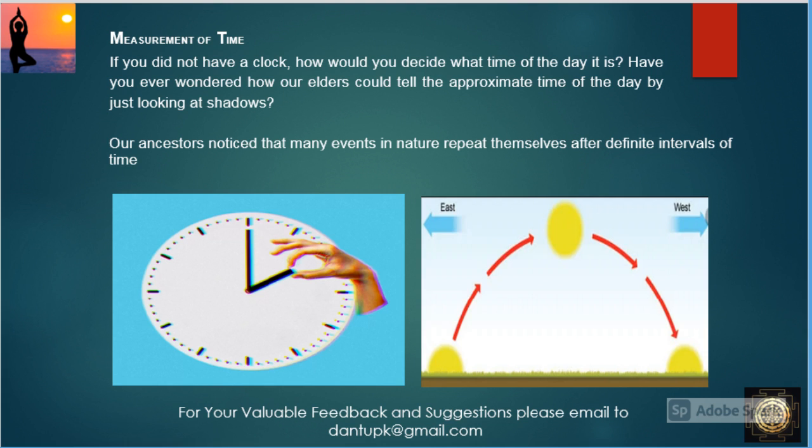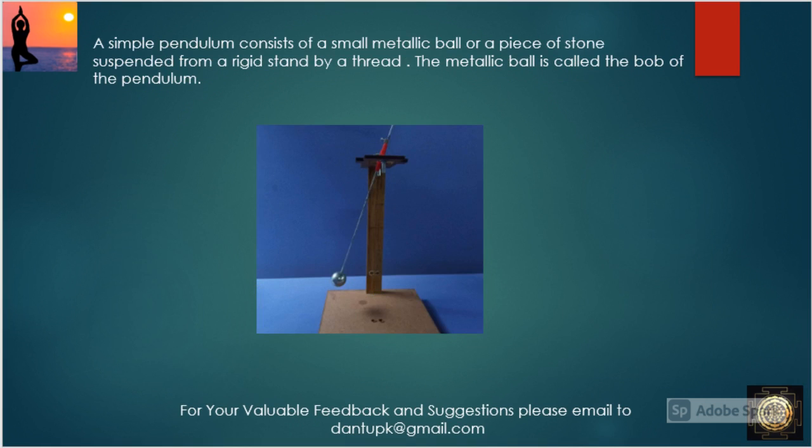Often, we need to measure intervals of time which are much shorter than a day. Clocks or watches are perhaps the most common time measuring devices. Have you ever wondered how clocks and watches measure time? The working of clocks is rather complex, but all of them make use of some periodic motion. One of the most well-known periodic motions is that of a simple pendulum. A simple pendulum consists of a small metallic ball or a piece of stone suspended from a rigid stand by a thread. The metallic ball is called the bob of the pendulum.